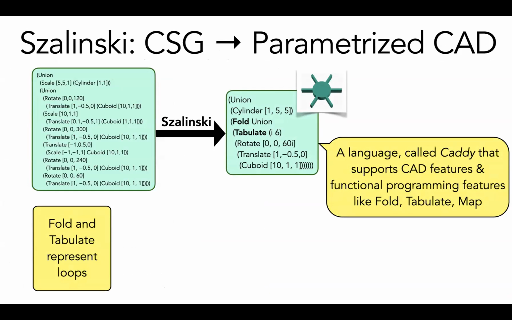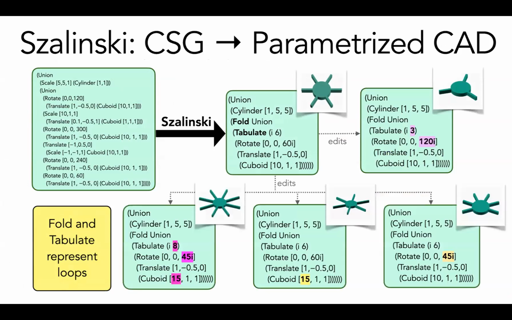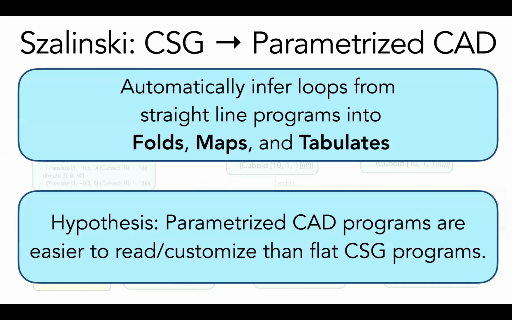And by getting that smaller program, a lot of edits become much simpler, right? I just change a few characters. I can get very different models that are useful in different ways. So our goal is to take the CSG, infer the folds, maps, and tabulates. And we believe that by doing this, we're going to be able to shrink the program a lot, and those shrunk programs are going to be a lot simpler to edit.